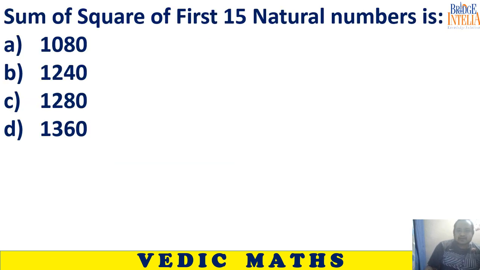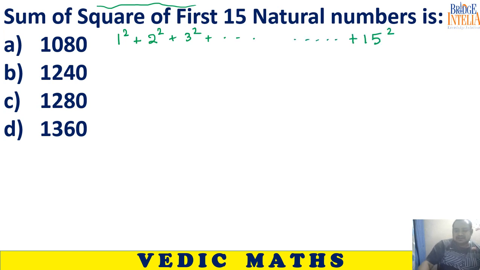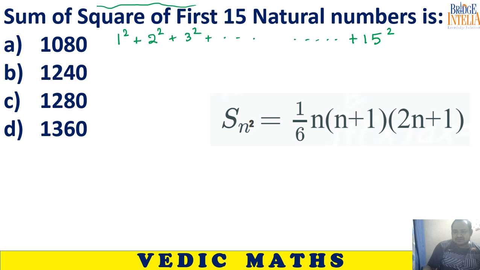Sum of squares of first 15 natural numbers. That means we have to start writing the squares from first onward, because it is said the first 15 natural numbers. So 1 square plus 2 square plus 3 square up till 15 square. Let us see the formula. In this formula, in place of n, we have to write 15, and we will get the answer.